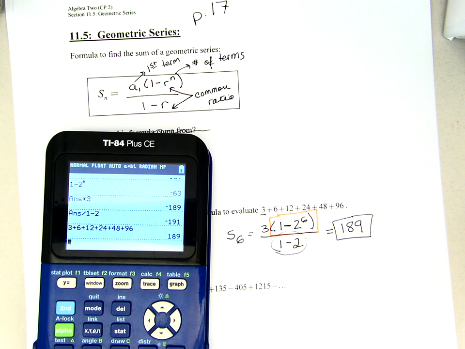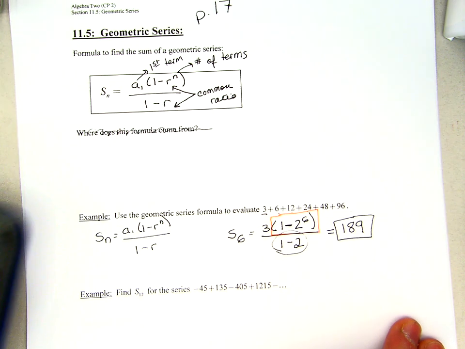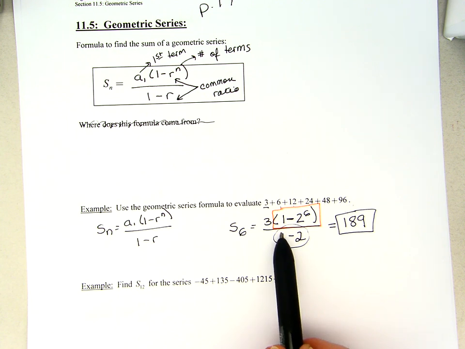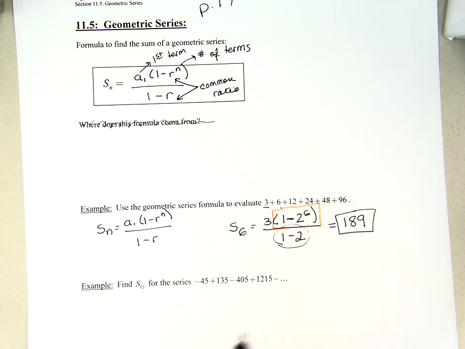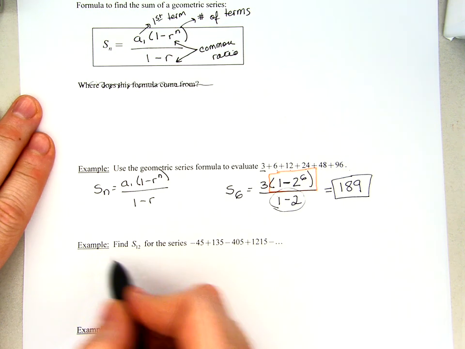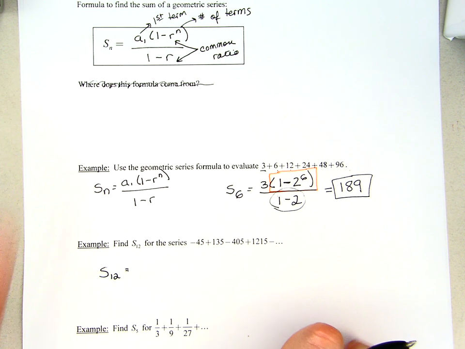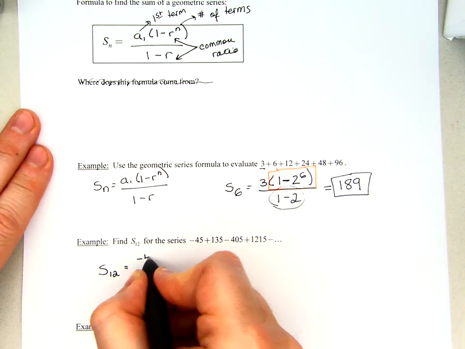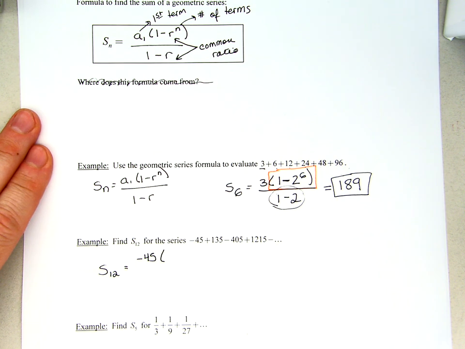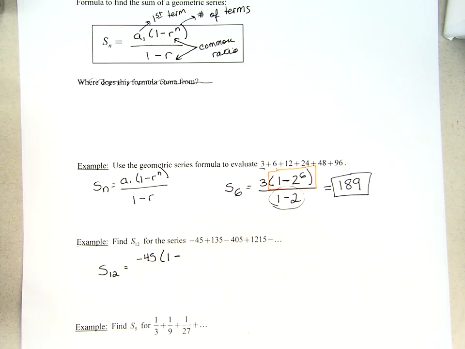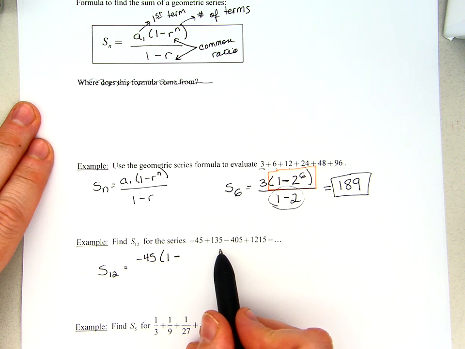I want to show you 2 variations on this. Again, I think the tricky part is going from here to our final answer, making sure we're typing in things properly. So I'll show you a couple things in the next example. S sub 12 for that series. Okay, so S sub 12 equals, what is A1? A1 is the first term that I see, negative 45, times 1 minus, what is your common ratio? The common ratio here is negative 3.